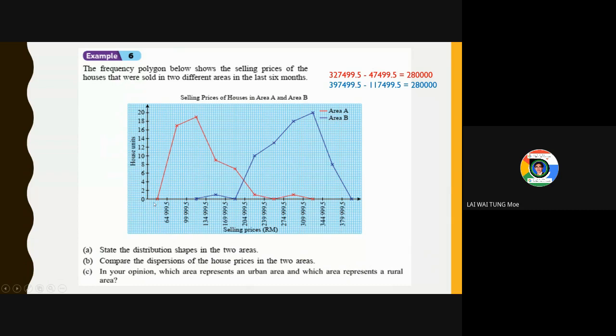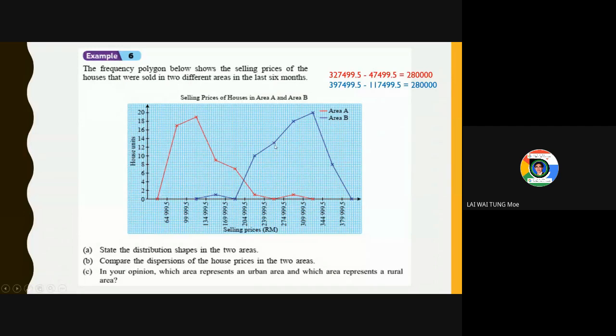Which is this one, this point. So when I find the difference between the highest and the lowest price, I found out it's 280,000. And then for the blue one also, I found out it's 280,000. So what can you say about their dispersion? Of course, it's very obvious that the dispersion for these two areas are more or less the same, okay? More or less the same, the dispersion.